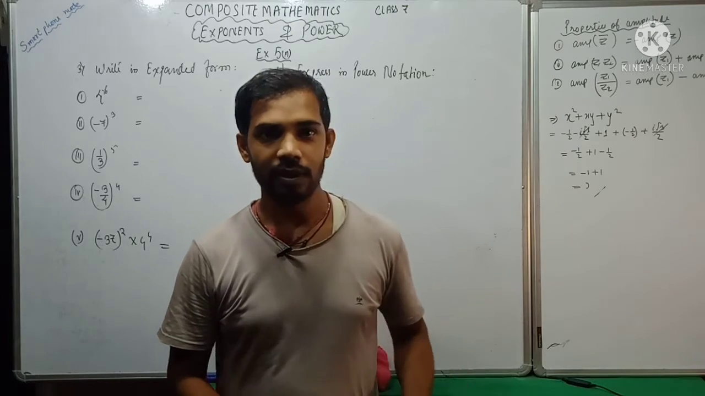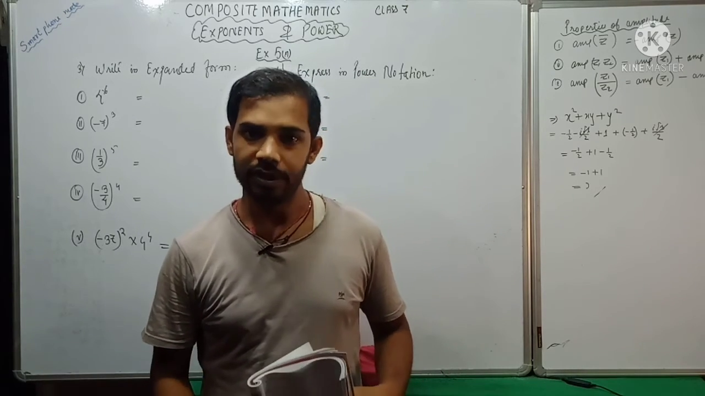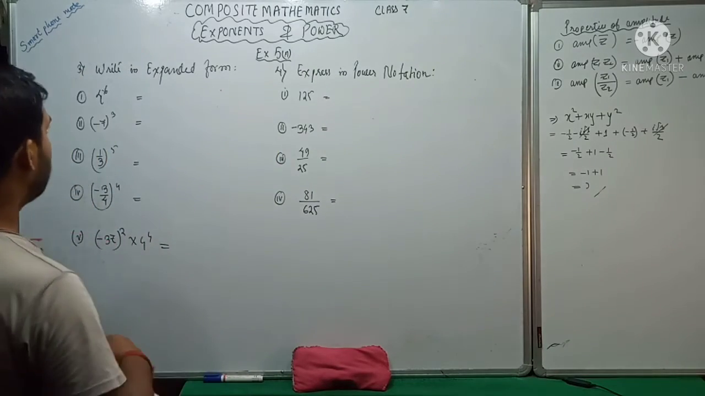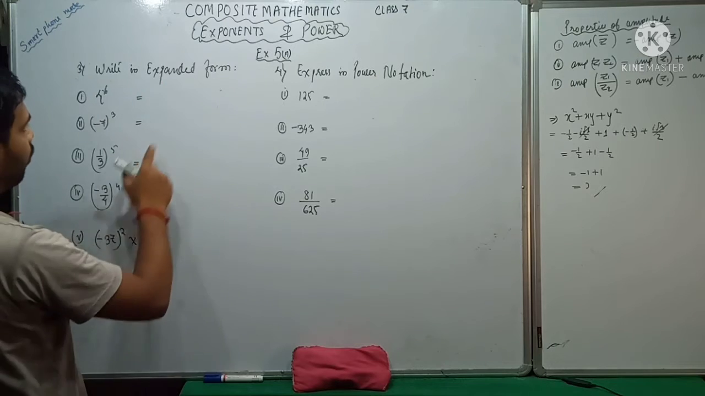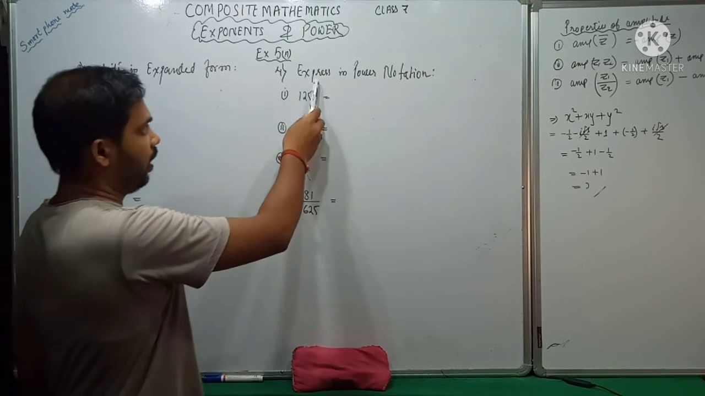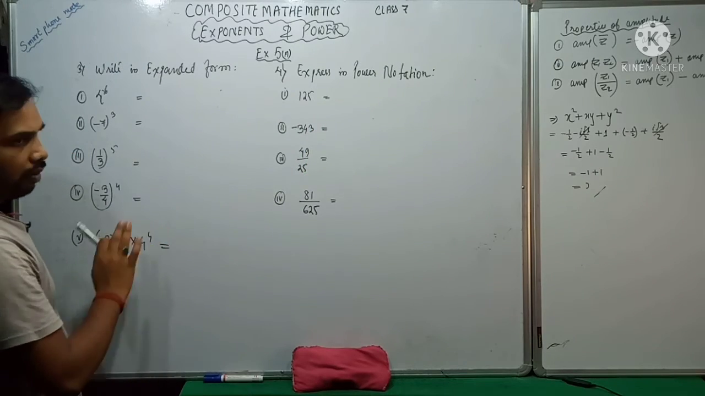We have completed question number 2. Now we are going to do question number 3. So what is given in question number 3? You see, write in expanded form. So you have to write this in expanded form. And the next question says express in power notation. So how we have to do it, I will show you.